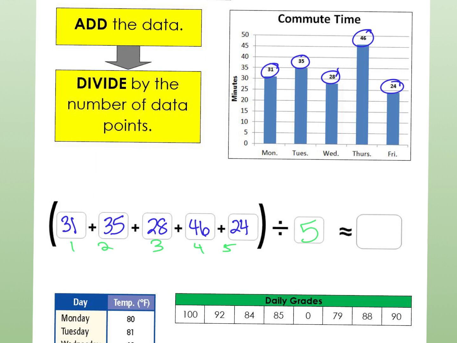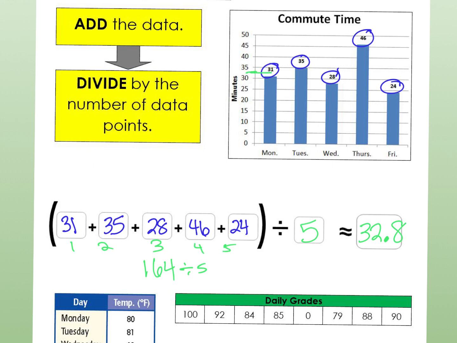You don't have any calculators on you at the moment, but you will when you do the assignment. So if we add up all of these numbers, we get a total of 164. And then we take that and divide it by 5. I'm going to do that on my calculator, and I get 32.8.